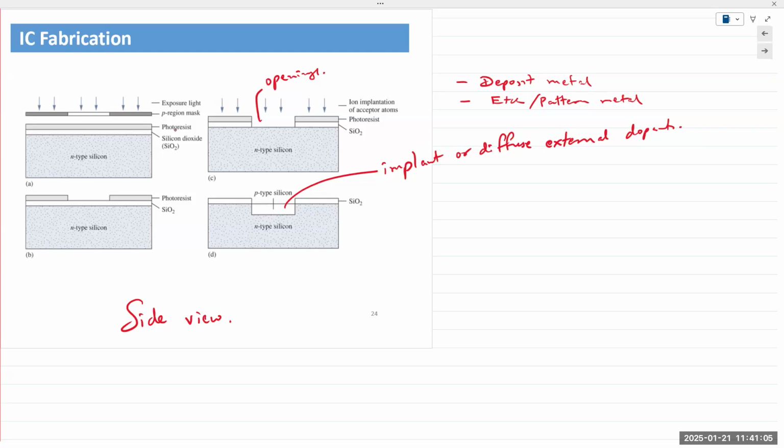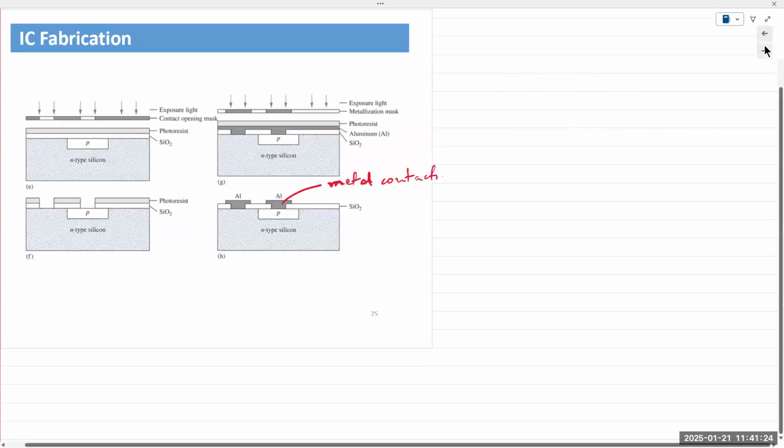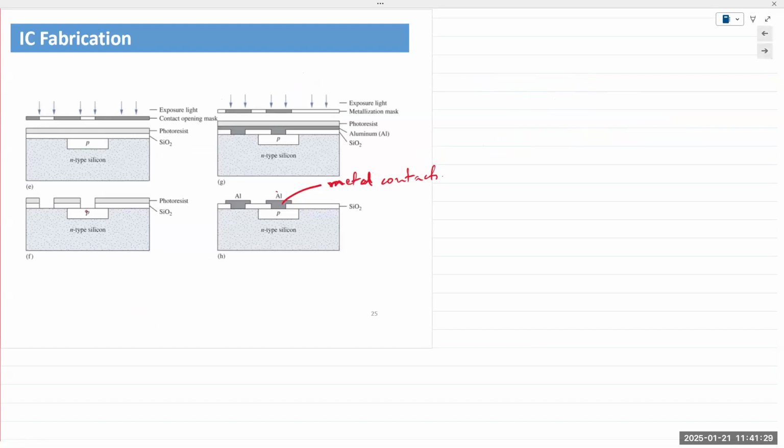So in this side view, we can see we are starting with an N-type silicon wafer, and we create an opening and implant or diffuse P-type material into our N-type silicon wafer. And then we create a further opening to make contacts. And you see these aluminum contacts right there. Obviously, nothing in this illustration is to scale. Everything is magnified and blown up for explanation purposes.